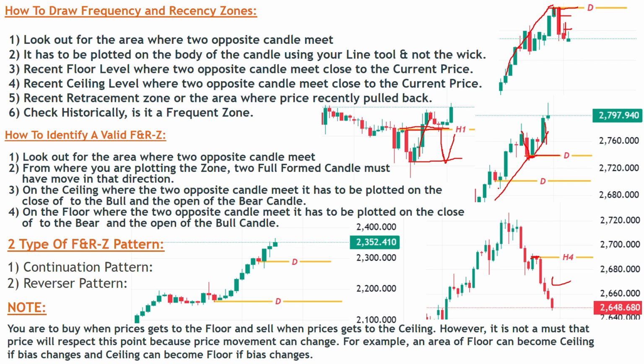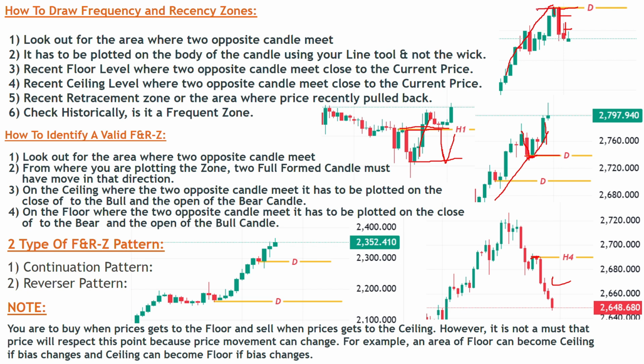Number 4, on the floor where the two opposite candles meet, it has to be plotted on the close of the bear, and okay, we've not done number 3. Then number 3, on the ceiling where the two opposite candles meet, it has to be plotted on the close of the bull and the open of the bearish candle. And number 4, on the floor where the two opposite candles meet, it has to be plotted on the close of the bear and the open of the bullish candle. As you can see, number 3, it said it has to be plotted for the ceiling side. You can see this is the close of the bull candle.